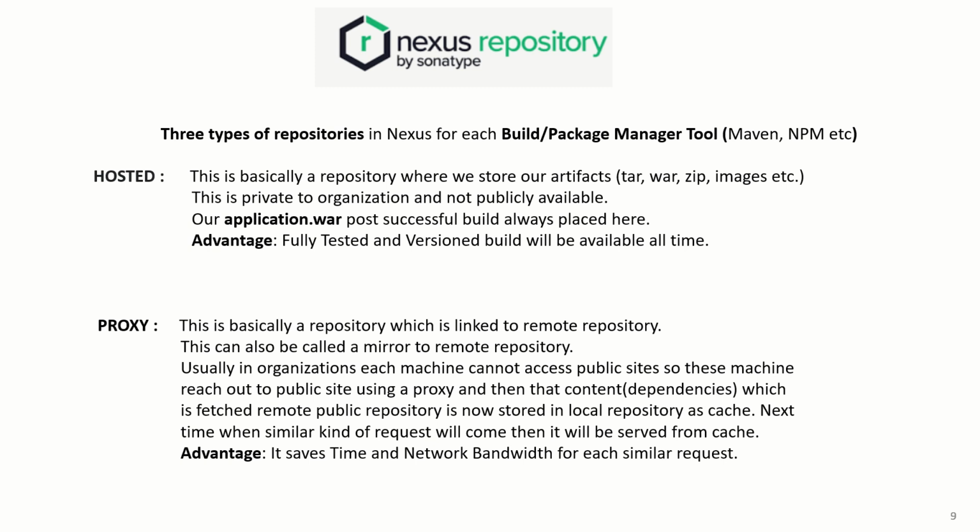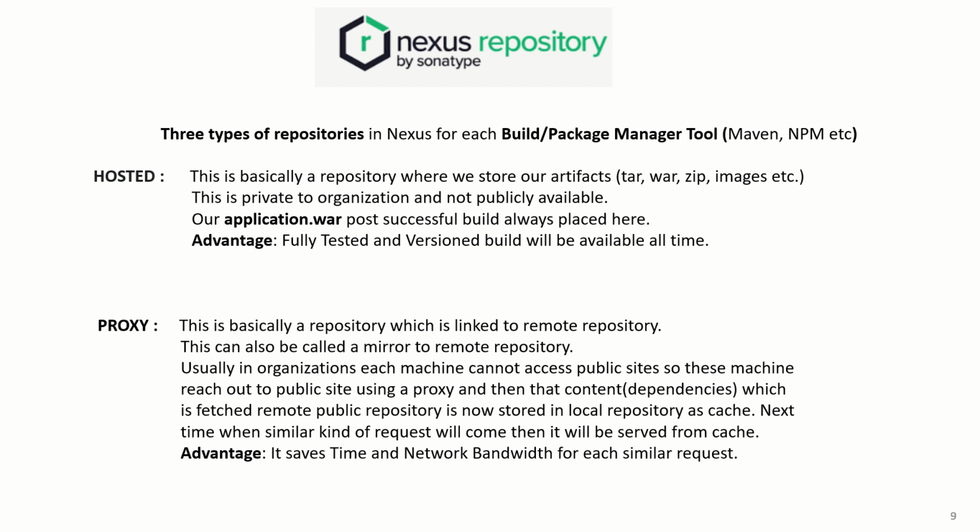Second is the proxy one. This is a very important repository. This is basically a repository which is linked to a remote repository. This can also be called a mirror of the remote repository. Usually in an organization, each machine cannot have access to public sites. So these machines reach out to public sites using a proxy, which is also not a public site, but a kind of central site for the internal organization. That is also internal, because if we connect to public sites, some vulnerable or unusual content can come into our environments. So basically the company blocks access to public sites from the machines that we are going to use.